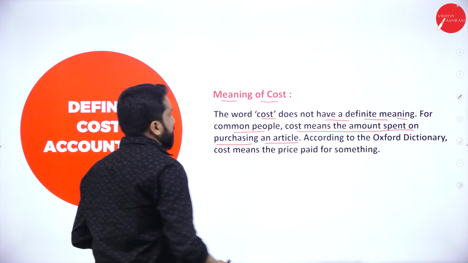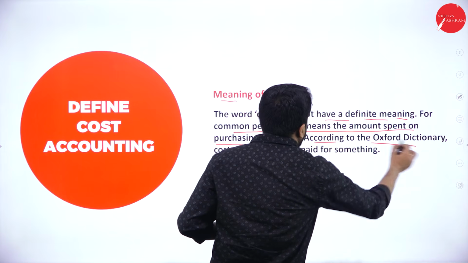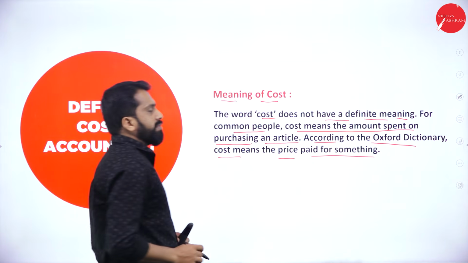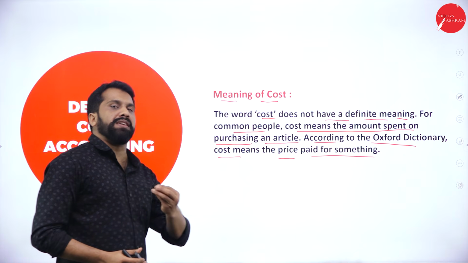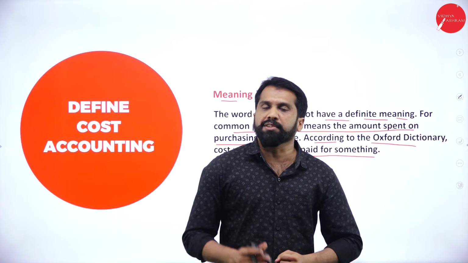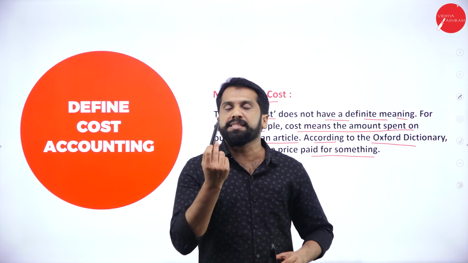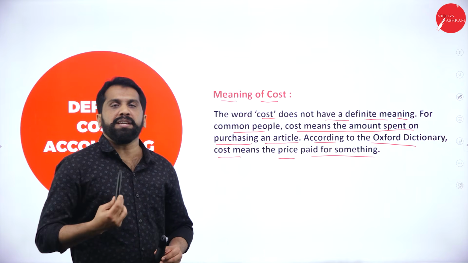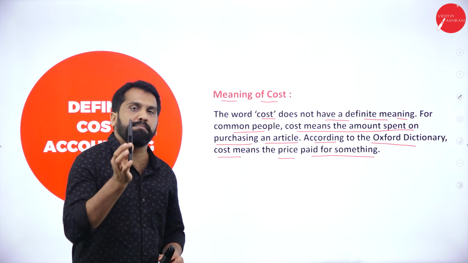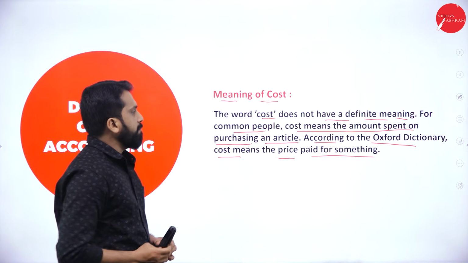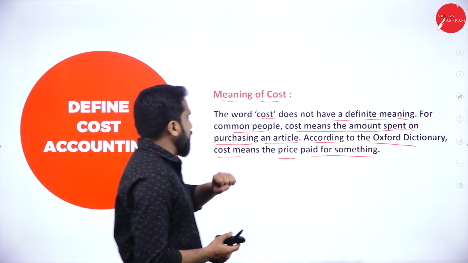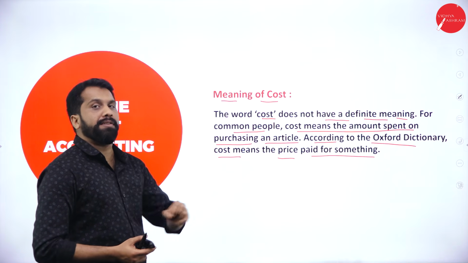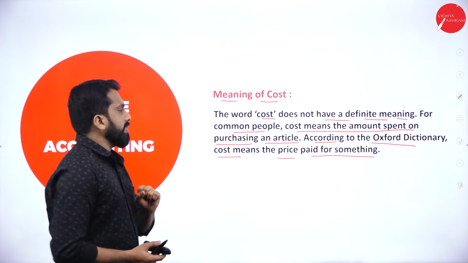According to the Oxford Dictionary, cost means the price paid for something. So, you bought something and you paid some amount, that is only your cost. As I told you, for somebody 20 rupees is the cost because he bought at 20. For me it is 10 rupees, because I bought this for 10 rupees. So, according to Oxford Dictionary, it is defined as cost means the price paid for something. Clear?